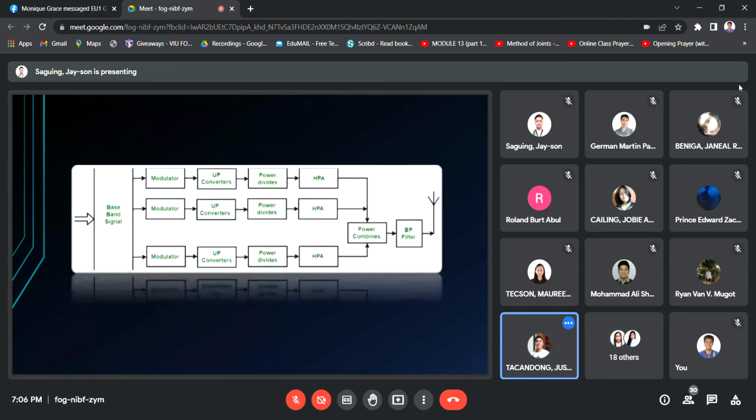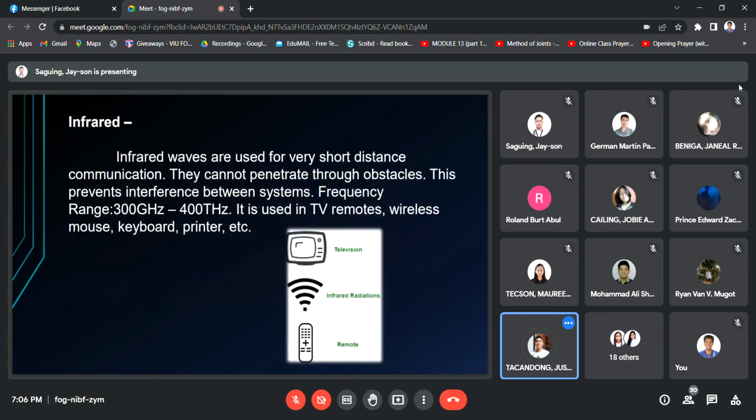So that is the type of wireless media transmission. Next slide. So the last type is the infrared.